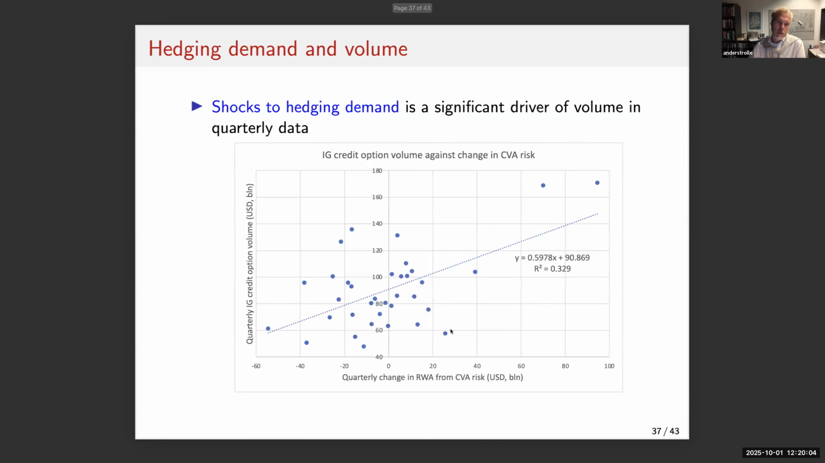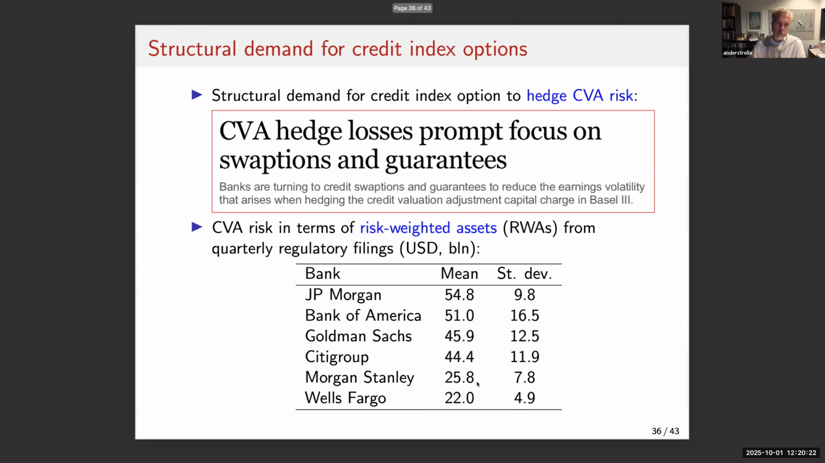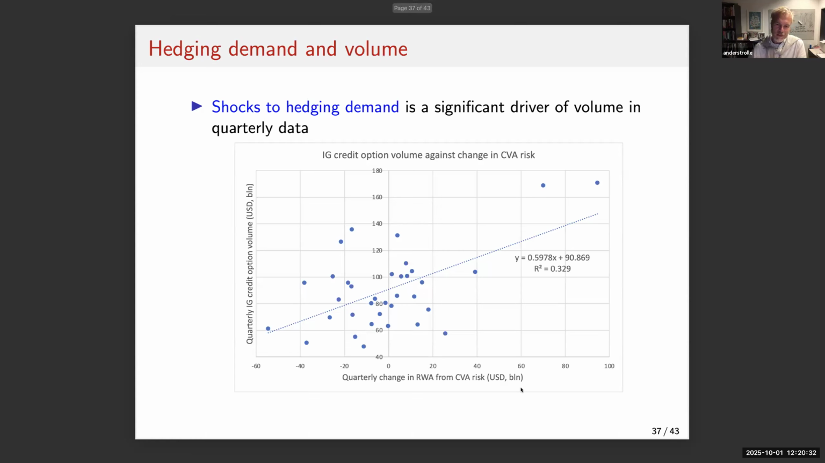Then we plot here the quarterly trading volume in credit index options against the quarterly change in the risk-weighted assets stemming from CVA risk. These numbers are reported at the end of the quarter, so we take the change over the quarter and relate that to the trading volume during the quarter. In quarters where CVA risk is increasing, and so where the capital requirements are increasing, we also see a higher volume of credit index options being traded.